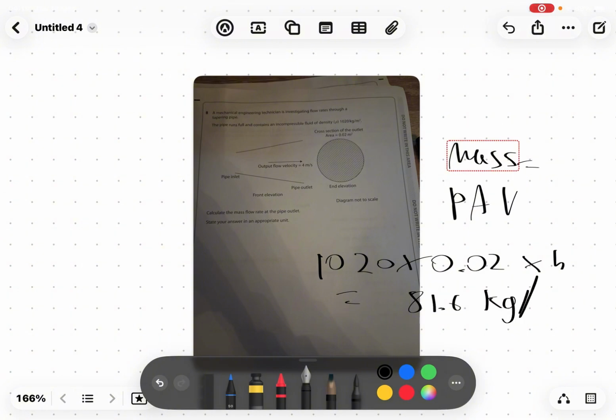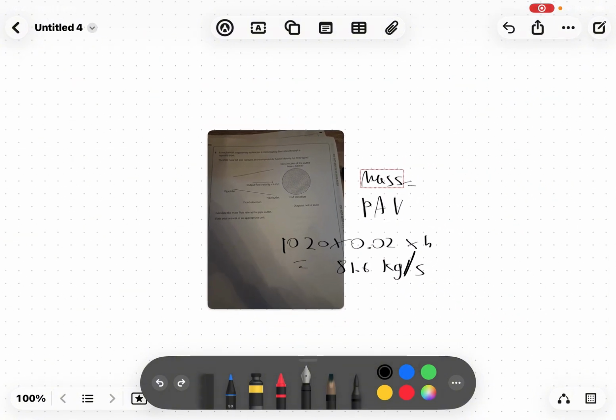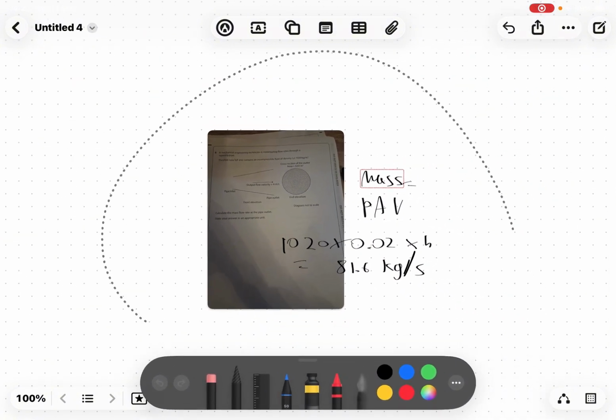However, because it's in velocity, we do kilograms a second. Because we use this one, we take the kilogram from this, and over here we don't really take anything from the area, but over here we take the seconds. So yeah, that's kind of it.